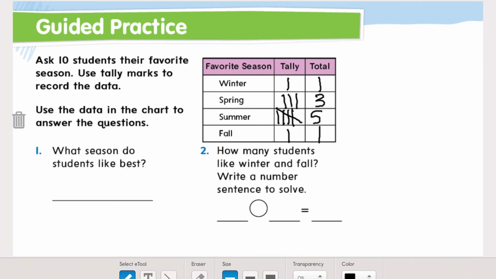Okay, so go ahead and get that filled in, and then we're going to use that data to help us to answer questions. Question number 1 says, what season do students like best? In this class, it is summer. How many students like winter and fall? Write a number sentence to solve. 1 voted for winter, 1 voted for fall, so 2 in total.